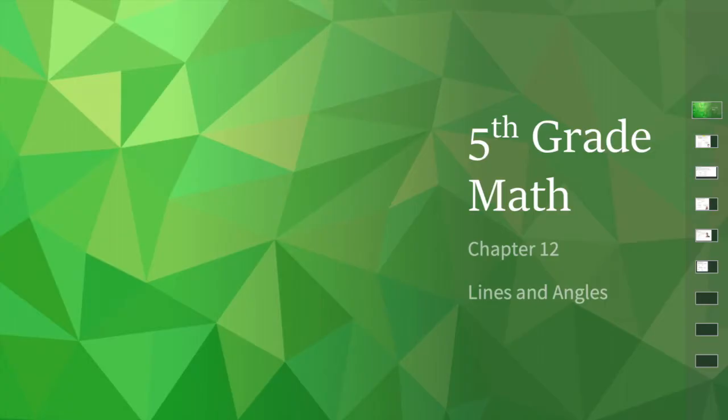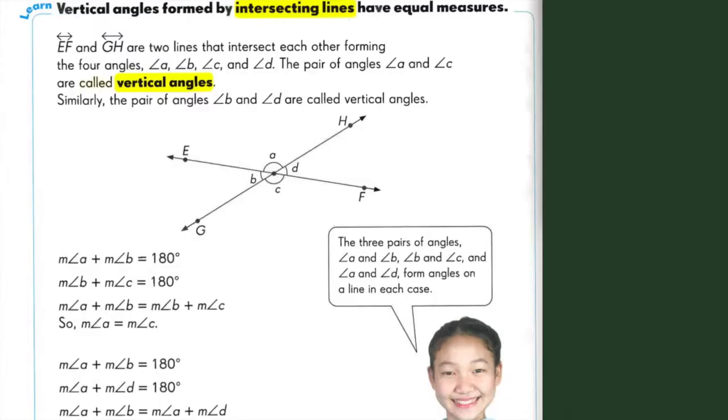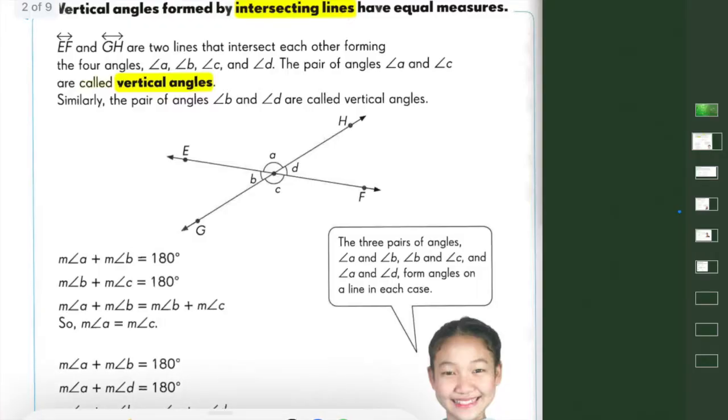Today's lesson will focus on vertical angles. So today we're talking about vertical angles, and vertical angles are formed by intersecting lines that have equal measures. All right, so let's look at some vertical angles.